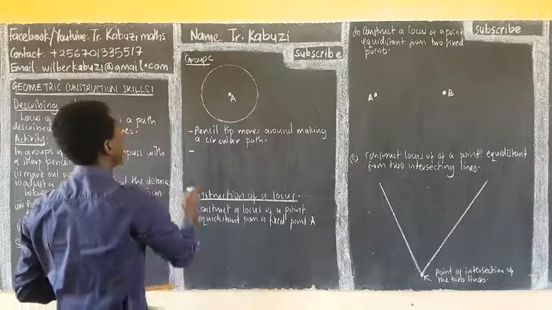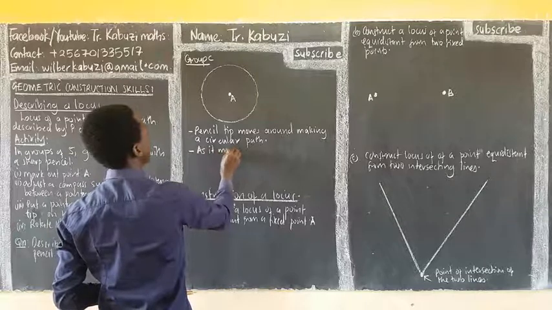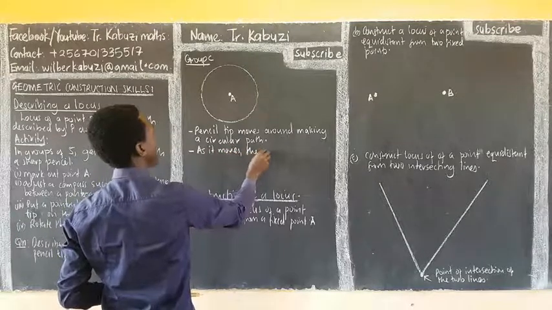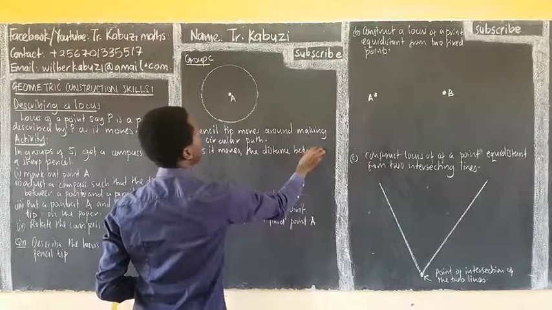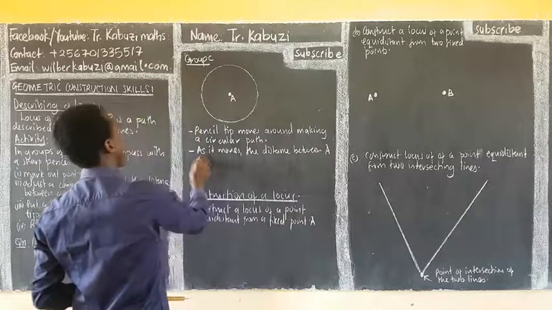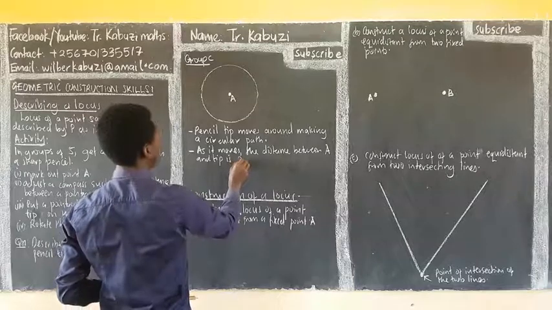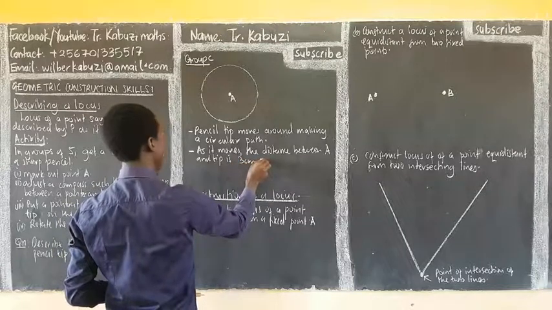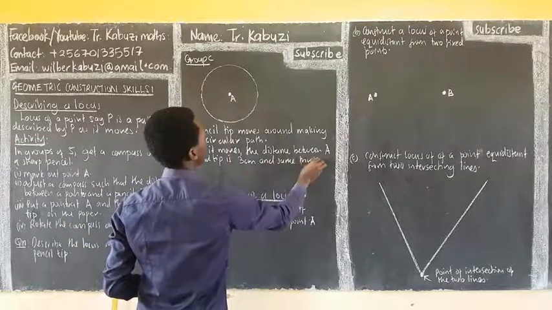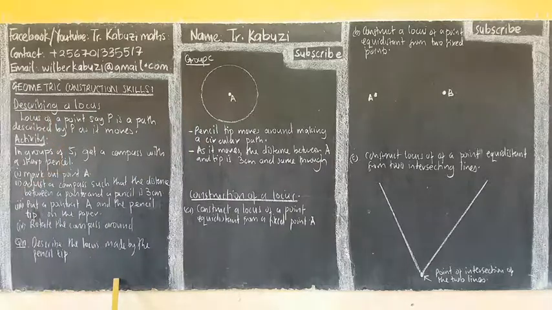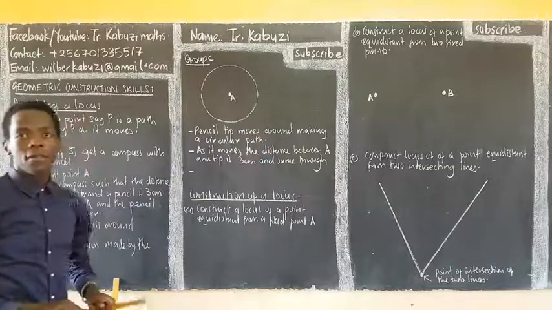So, as it moves, the distance between A and the tip is 3 centimeters, and same throughout. That's the second description.